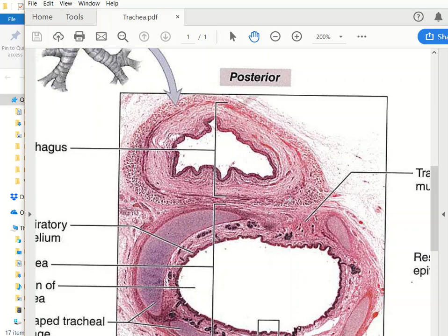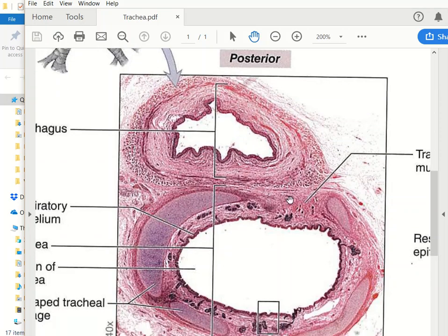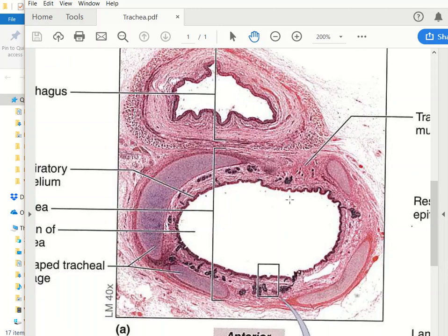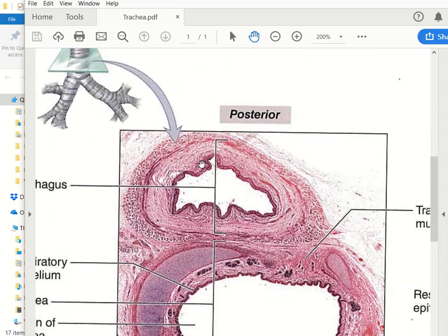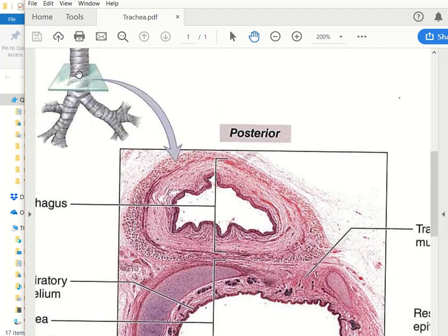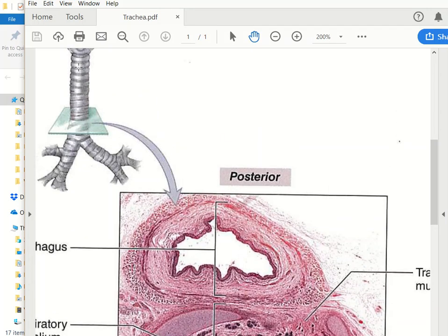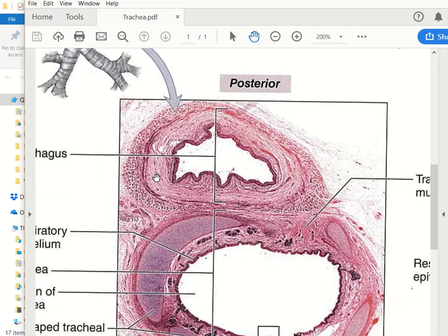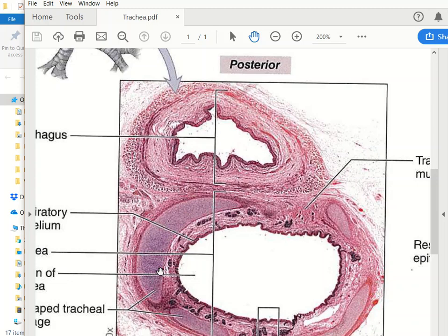So if we take a look at this picture right here, the first thing that I want you to notice is that our lumen is right here in the middle. And this right here is really the dead giveaway that we're looking at the trachea. So I want you to recall that the trachea is a C-shaped ring of cartilage. There's really no cartilage covering the posterior side. It's pretty much just around the front in like a C sort of shape, and we see that here.